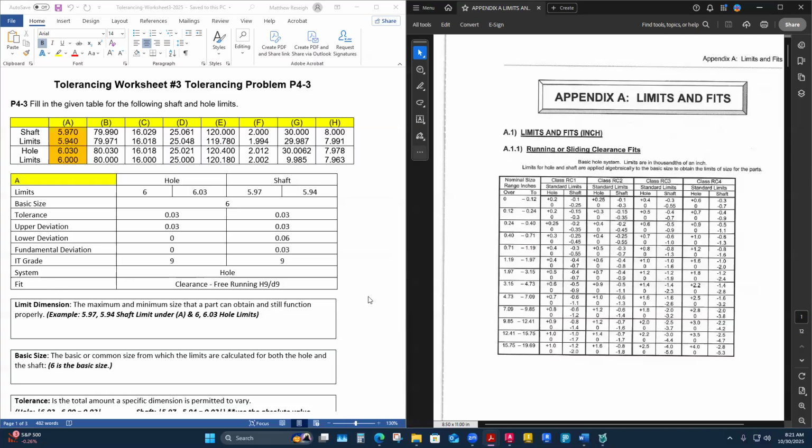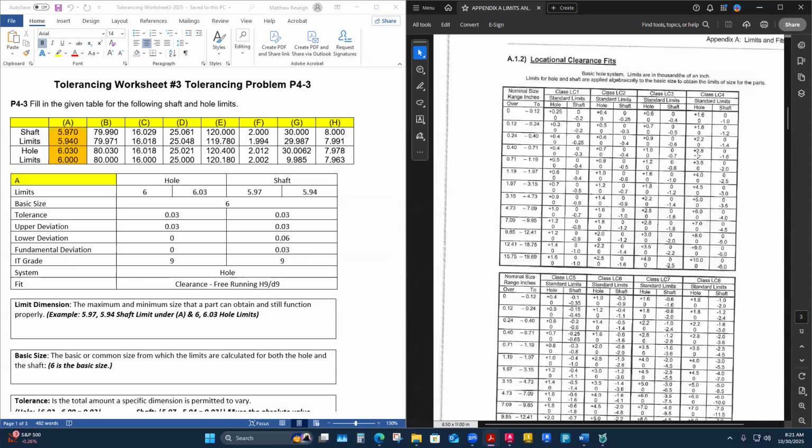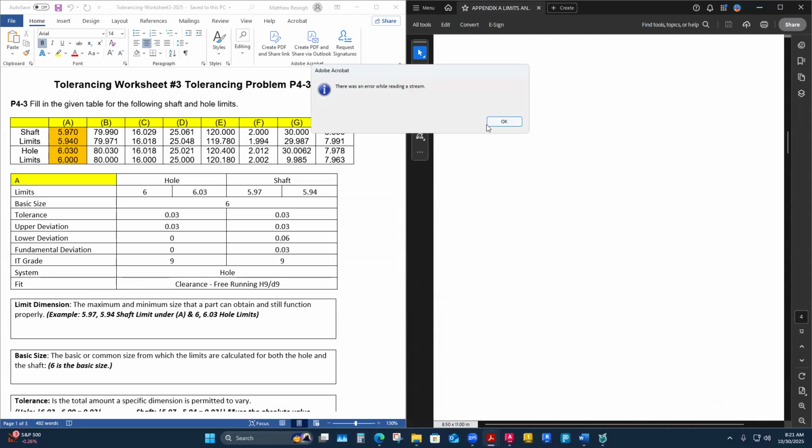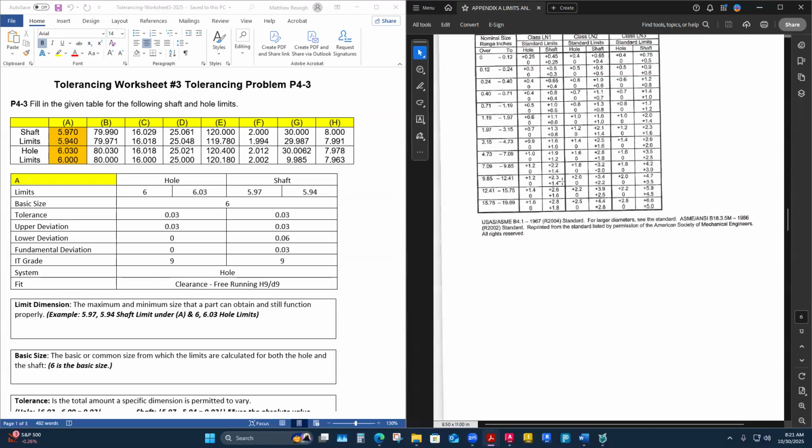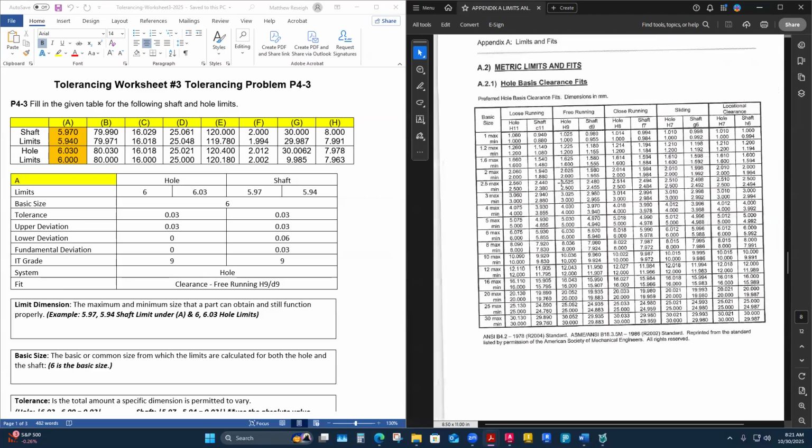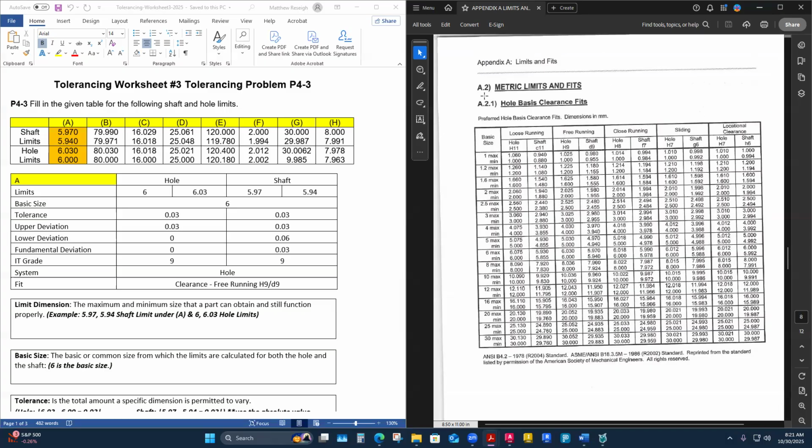So how we find the fit is I'm going to go over to my appendix, and go down past the inch charts. Sometimes mine doesn't load right, but I'm looking for the metric charts, which start on slide 8 of this PDF, or A.2. Everything above that is all inches. So here we are in metric limits and fits, and we haven't used these charts yet. I think there's only a few, and a blank page at the end.